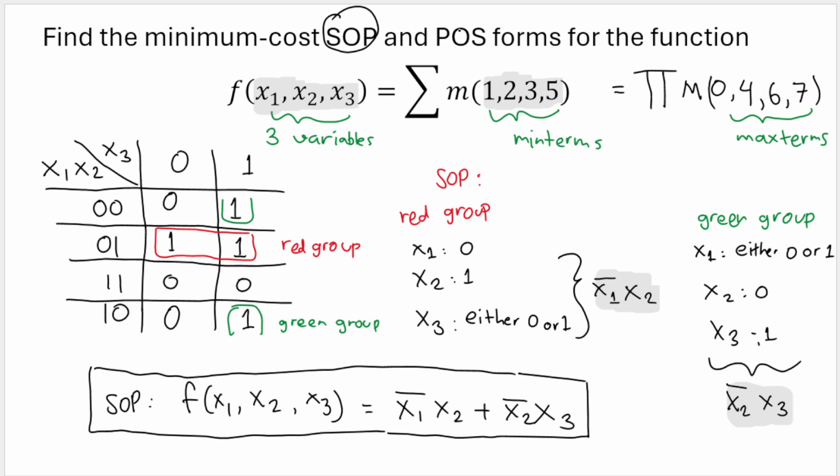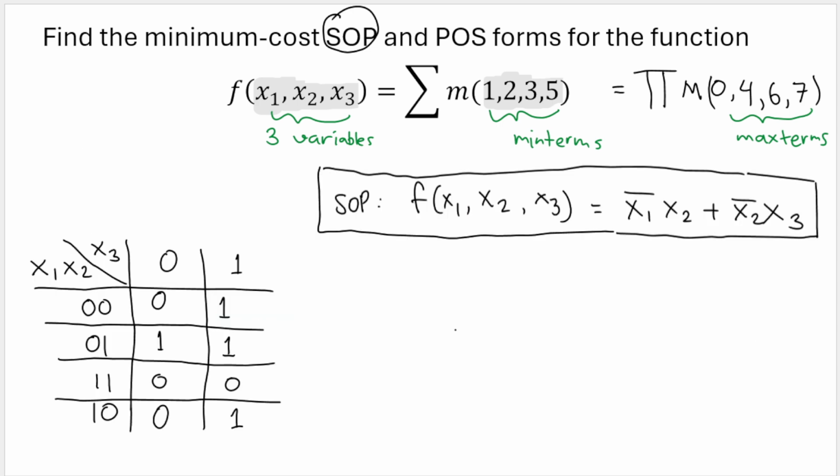Let's clean up the board first. We have done the SOP, which is grouping by 1. But for finding the POS, we need to group by 0. So we have two groups here. We will have this group here, the red one, and the other one is this green group here.